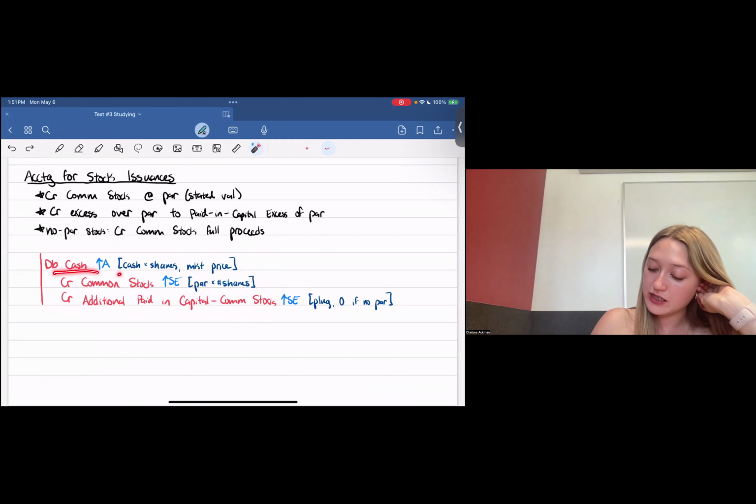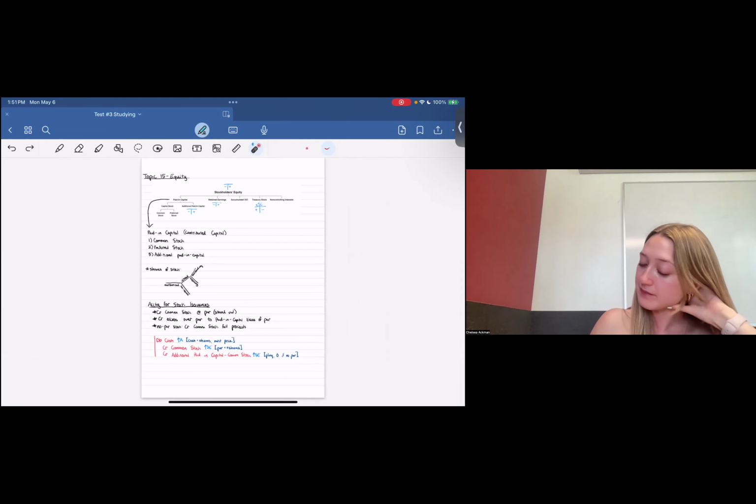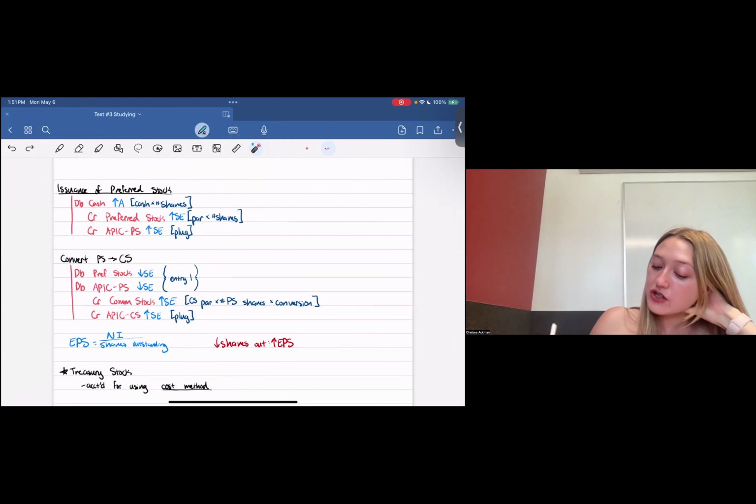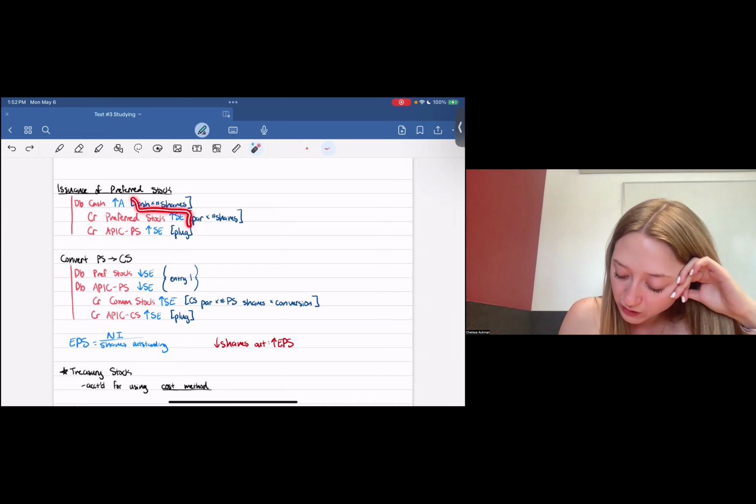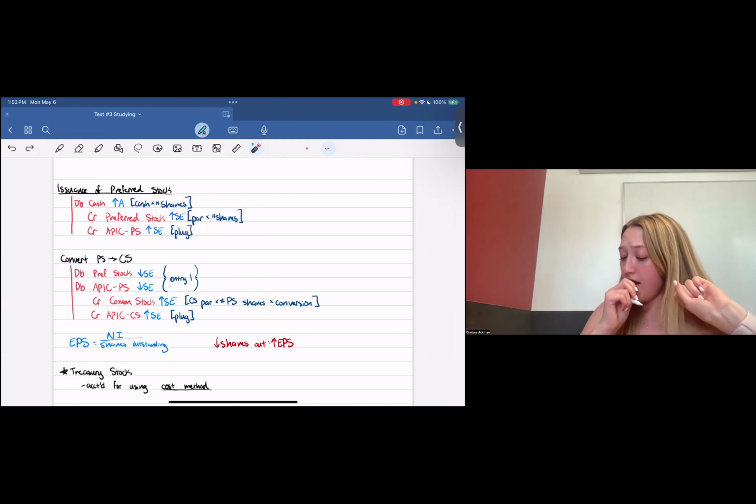The debit to cash is the cash times the number of shares, which is the market price. And then the additional paid in capital amount is going to be a plug to balance, or a zero if there is no par value, like we said about no par stocks right there. For the issuance of preferred stock, it's slightly different. We're going to have a debit to cash, a credit to preferred stock, and a credit to additional paid in capital for preferred stock. But otherwise, these amounts are all calculated the same.